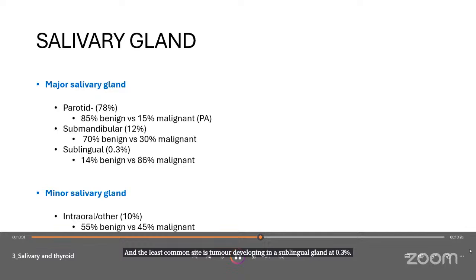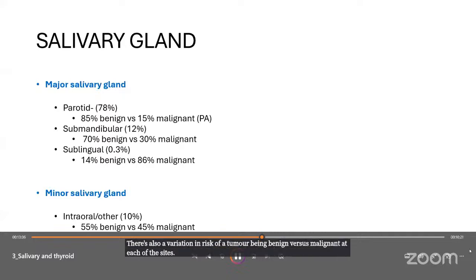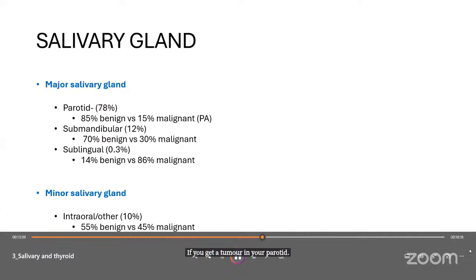There's also a variation in risk of a tumour being benign versus malignant at each of the sites. If you get a tumour in your parotid, the majority, 85%, will be a benign diagnosis and only 15% malignant. The most common pathology in the parotid is a pleomorphic adenoma. Within the submandibular gland, 70% will be benign and 30% malignant. The highest risk site is the sublingual gland, where if you get a lesion in your sublingual gland, 86% will be malignant and only 14% benign.